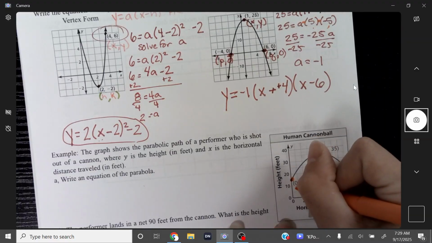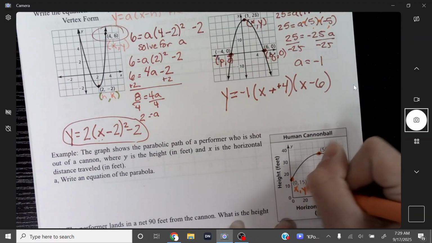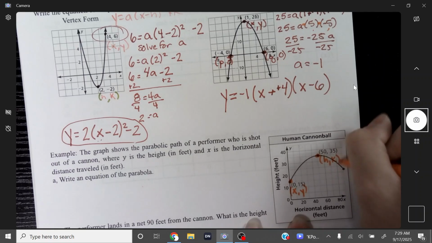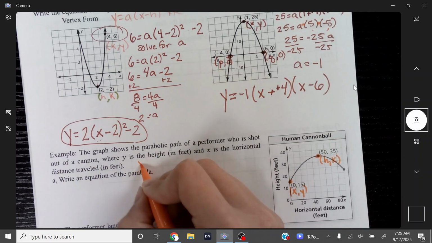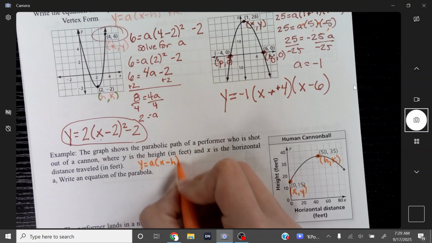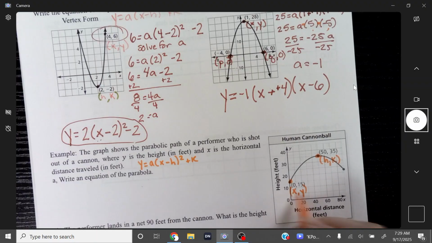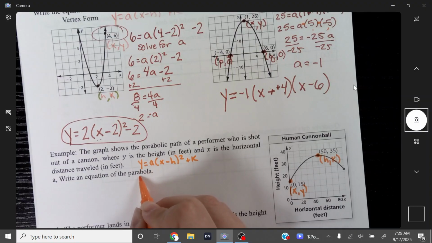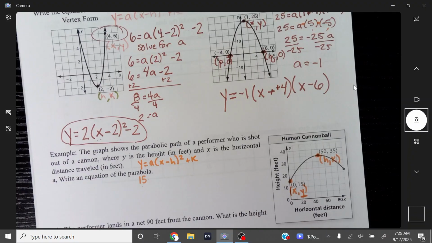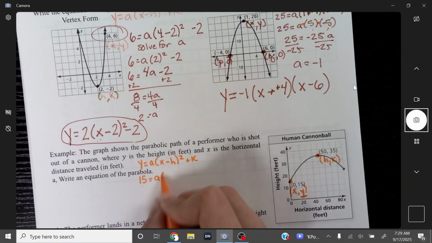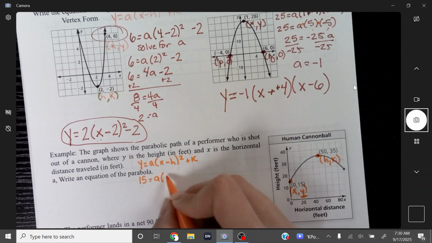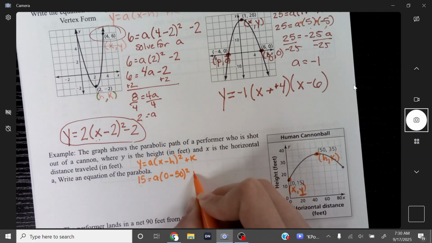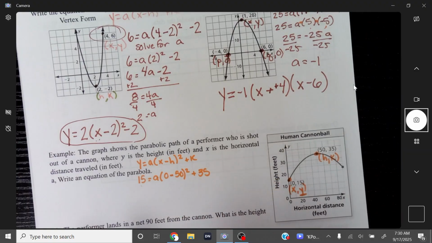So this will be my x and my y, and your vertex always tells you your h and your k. And I have my form y equals a times x minus h squared plus k. So we're going to plug in these four values where they're supposed to go here. So I'm replacing y with 15. We don't know a, that's what we need to solve. X is 0 minus h, which is 50, plus k, and k is 35.